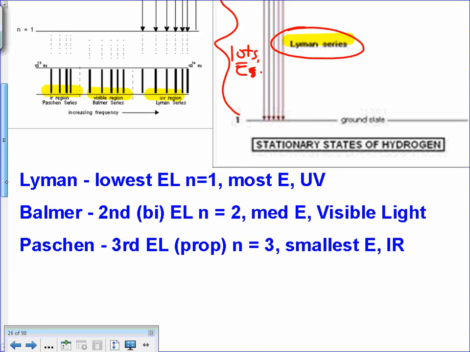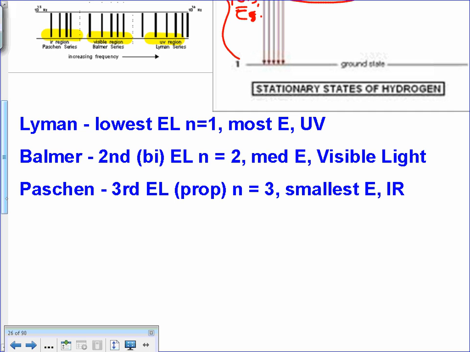This is how I've remembered it since I was your age. Lyman drops to the lowest. Write this part down because you need to know which is part of which series. The Lyman series drops to the lowest energy level, which is energy level 1. And since it's dropping through that huge gap from energy level 2 to energy level 1, that's a lot of energy. The most energetic form of energy is gamma, but we're not that far. There's not that much energy being released. So UV is the most energetic of our little sequence we're looking at. So Lyman low is how I remember that.